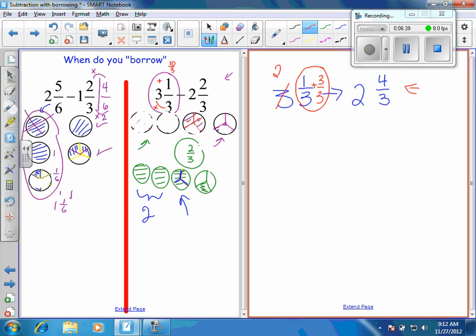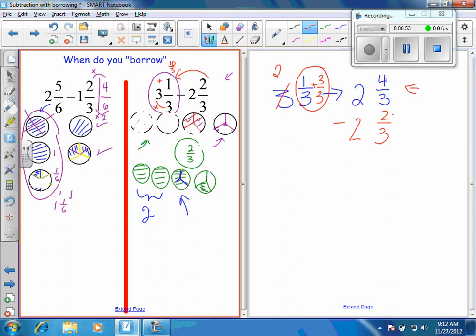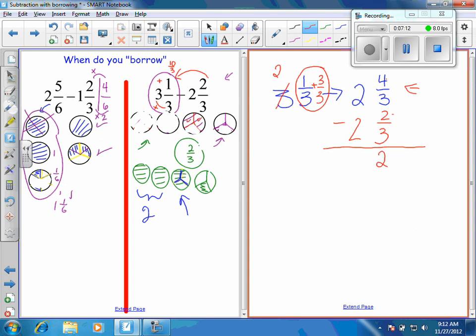Does that make sense? Because now, when I want to subtract 2 and 2/3, I can take 2 from 4. But before, over here, I couldn't subtract 2/3 from 1/3. So borrowing allows us to rewrite the fraction as an improper fraction. And then when you subtract, you're going to take 2/3 from 4 thirds, and what do you get? 2 thirds. And then 2 take away 2, you get 0, so you just get 2 thirds, and we could do that without a picture.